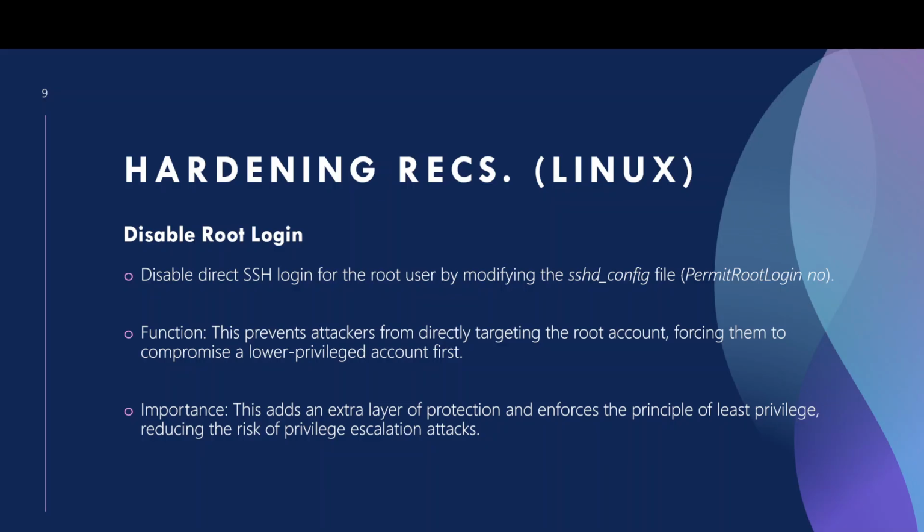For hardening recommendations on Linux servers for openSSH, first up, we've got disabling root login. Disabling the direct SSH login for the root user by modifying the SSHD config file. This prevents attackers from directly targeting the root account, forcing them to compromise a lower privileged account first. The importance of doing this: it adds an extra layer of protection and enforces the principle of least privilege, reducing the risk of privilege escalation attacks.